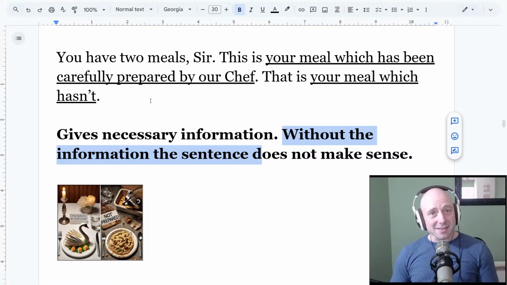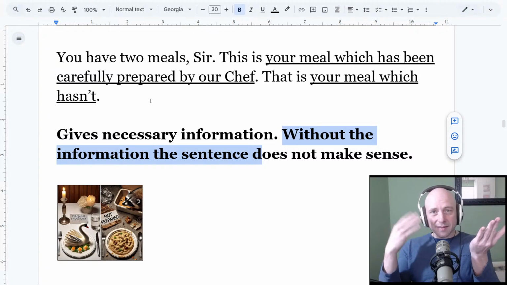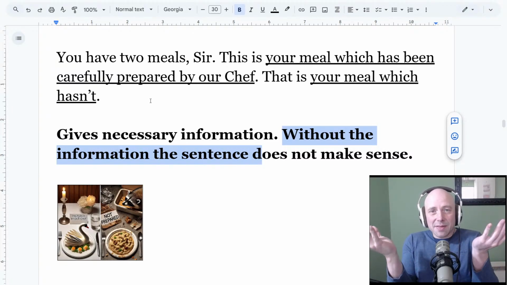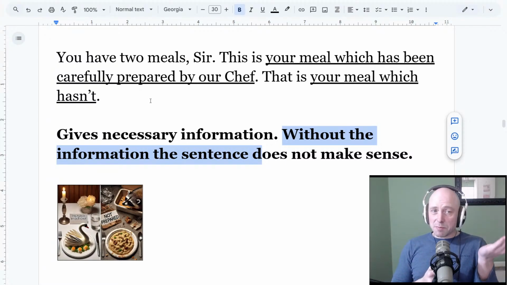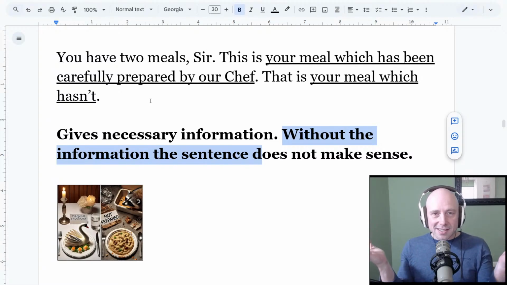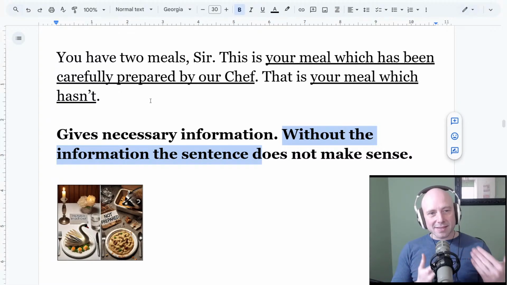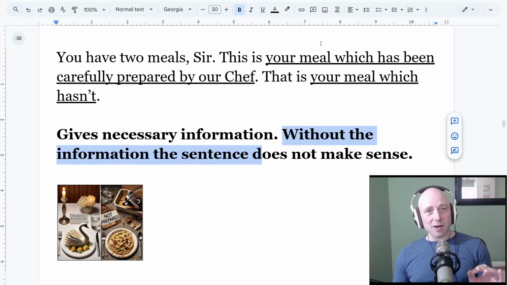Well, the point is we need to add information. Otherwise, we're saying that is your pen and this is your pen. This and that cannot both be my pen. But this is your meal which has been carefully prepared by our chef, and that is your meal which hasn't. You have two meals. I see. Okay. Now it makes sense. That's why here we need to use defining relative clauses, which are part of the noun phrase and don't have a comma. All right, so there's your defining relative clauses.